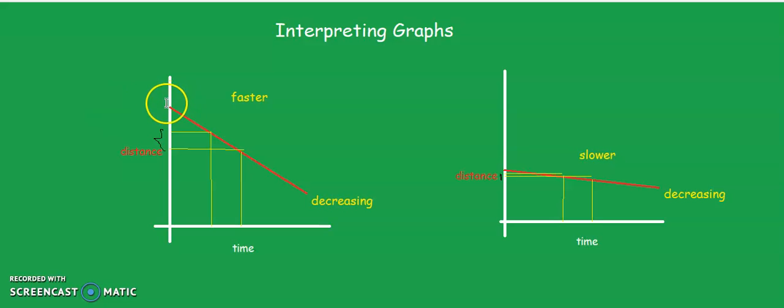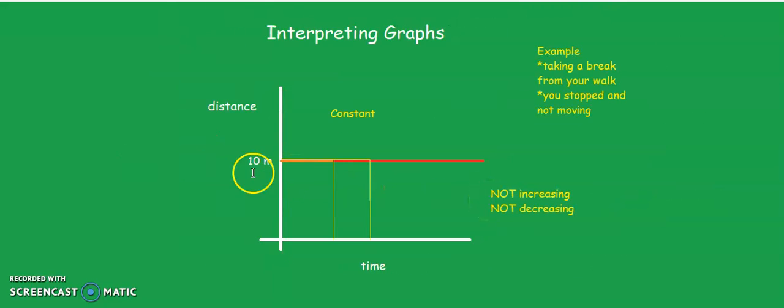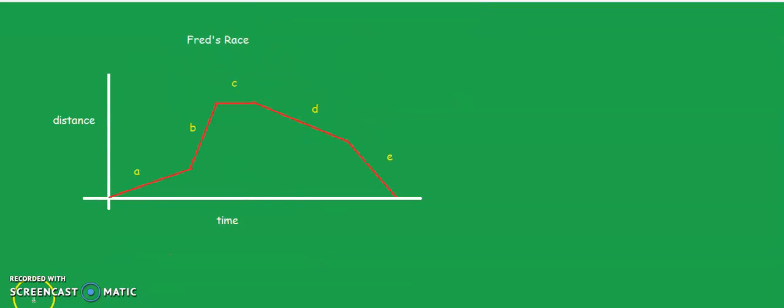Think of it as running down a hill, or cycling down a hill. You would be going really fast if you were cycling down a steep hill. If it was not as steep, you'd still be going down, but not as fast. And if you were cycling on a hill that's pretty flat, here the distance is not increasing, it's the same, it's stopped. You're not moving because your distance is always the same. So let's put all that together to describe what's happening in Fred's race.